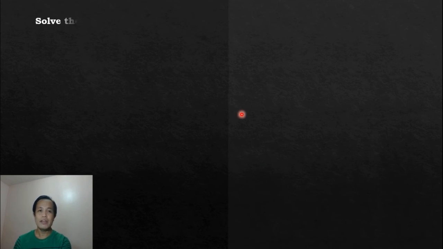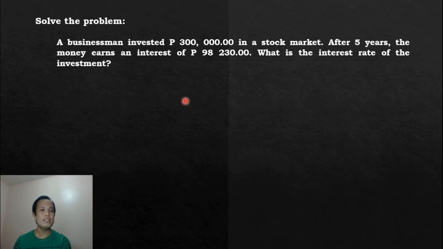How about we are given a problem? Solve this problem. A businessman invested 300,000 in a stock market. After 5 years, the money earns an interest of 98,230 pesos. What is the interest rate of the investment?